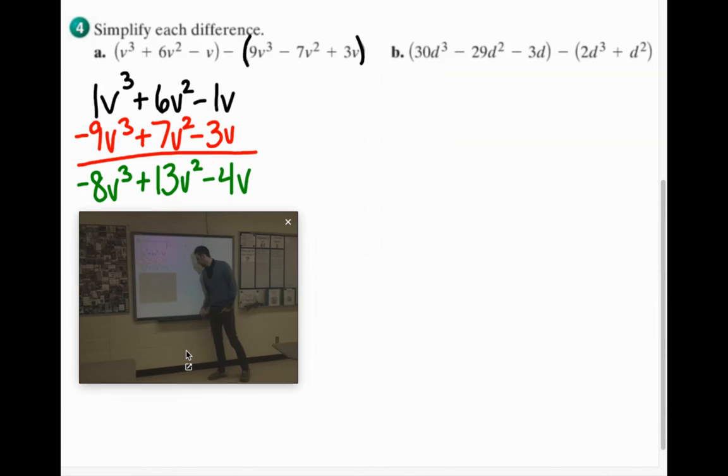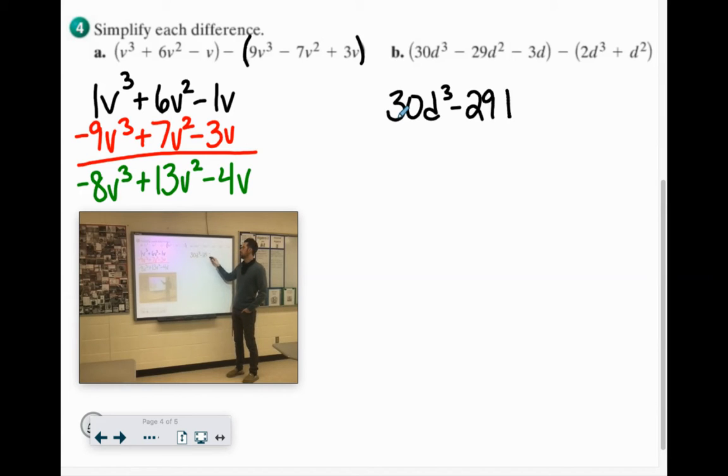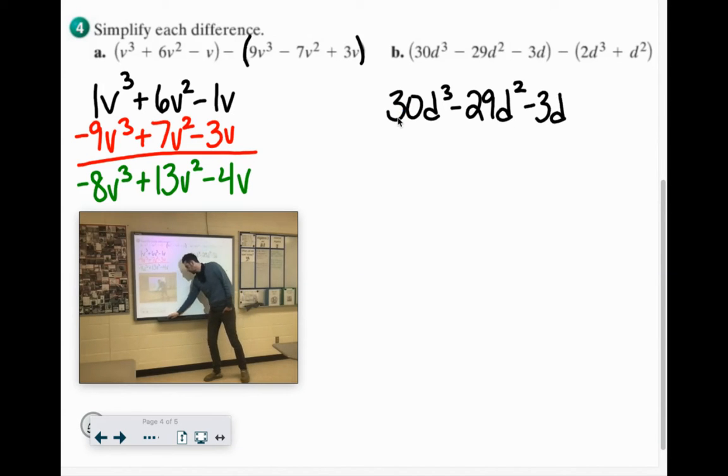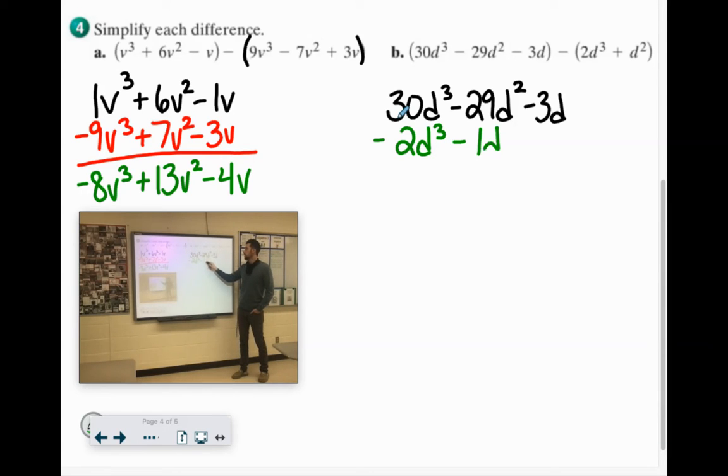All right, so we'll keep our first one, 30d to the third, negative 29d squared, and negative 3d. We'll put this in our correct column here. So remember, we're changing everything after that minus. So negative 2d to the third, we'll put with our other d to the thirds. And it'll be negative d to the second, or negative 1d to the second. We don't have just any regular d or regular numbers there.